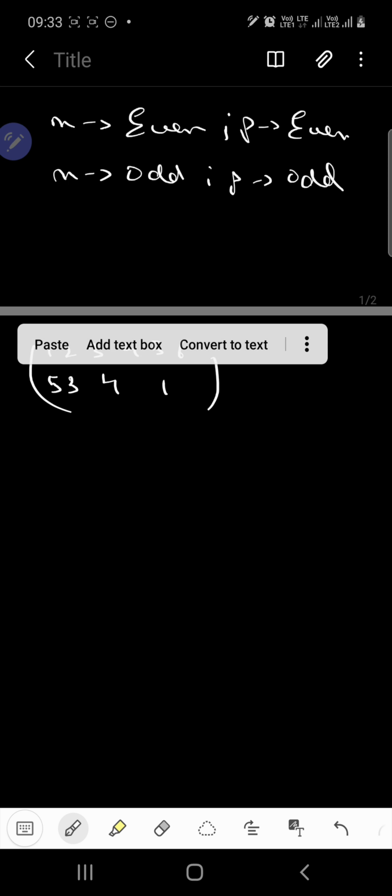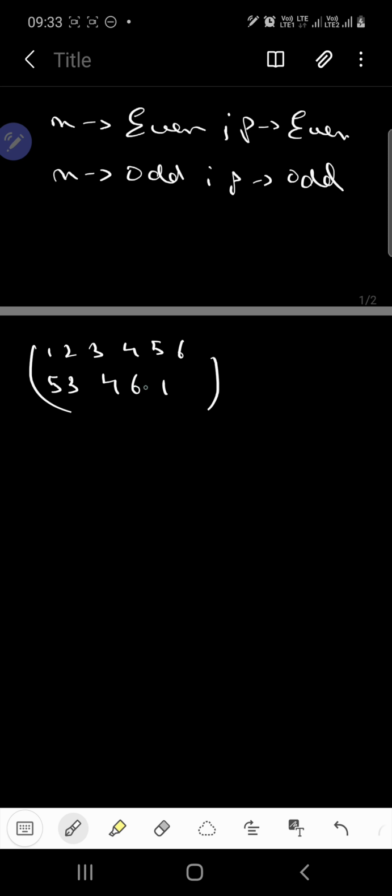For example, let's say we have this permutation 1 2 3 4 5 6. This is say 1 5, 5 is replaced by 1, and say 2 is replaced by 3, 3 by 4, 4 by 6 and 6 by 2. So we can write this as 1 5 and 2 3 4 6, right? 2 changes to 3, 3 changes to 4, 4 changes to 6, 6 changes to 2.